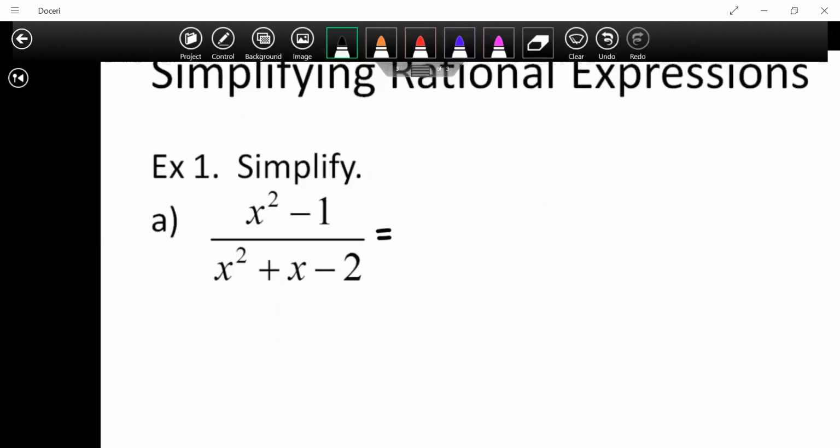So simplification, we want to be able to factor these out. So we're going to do x plus 1, x minus 1. This is the difference of squares.